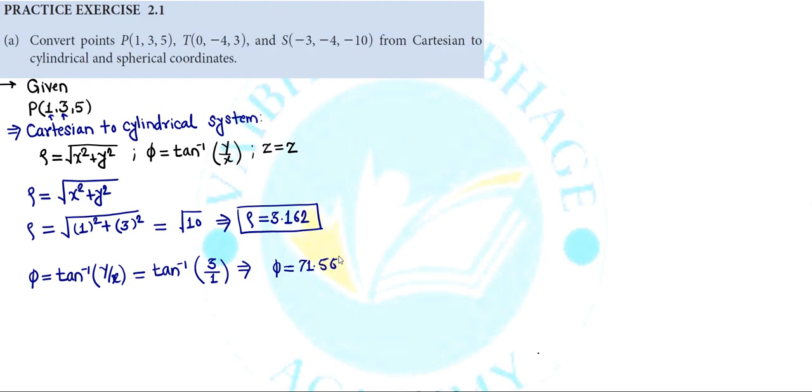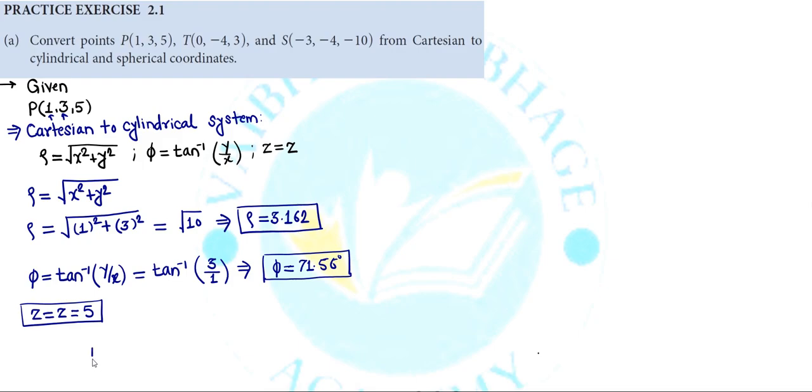So while calculating these values, keep your calculator in degrees mode, so that you will find the theta and phi values in terms of degrees. Then next we have to find out z. So z is as it is, and that value for z will be the same. Okay, so this is what we have: the values of rho, phi and z.